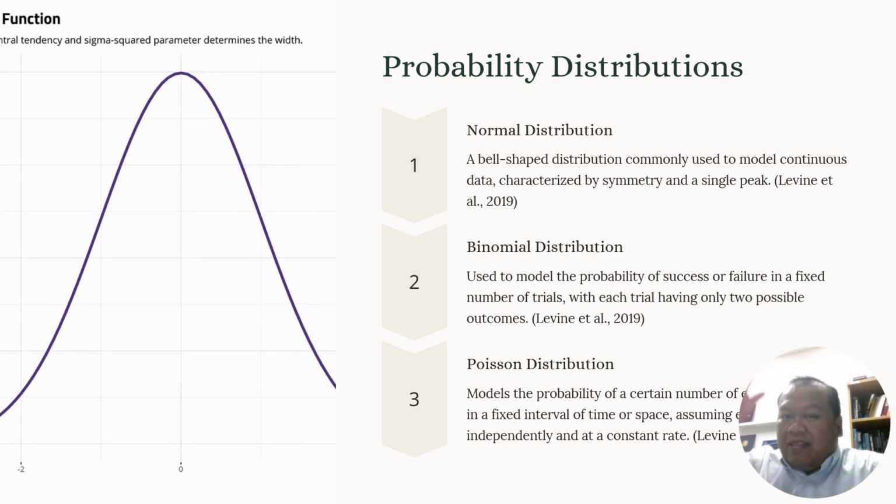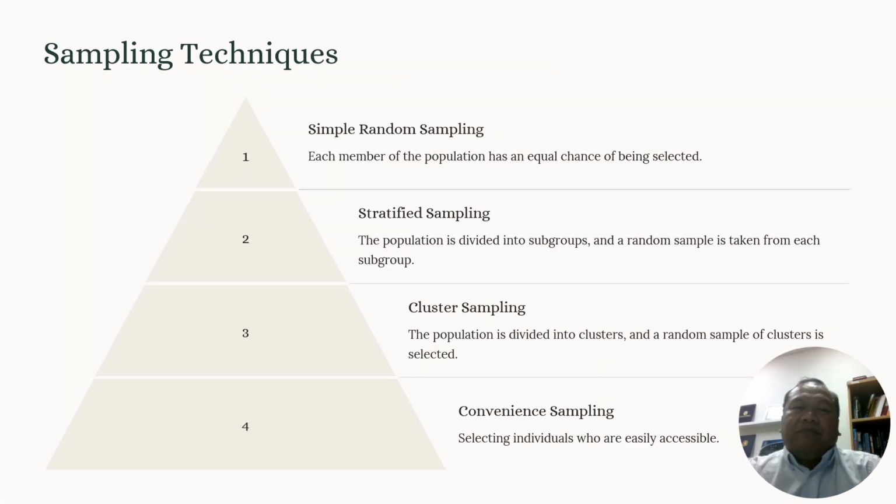That means it's balanced. Then you have the binomial distribution, used to model the probability of success or failure in a fixed number of trials, with each trial having only two possible outcomes, either failure or success. And then you have the Poisson distribution, which models the probability of a certain number of events in a fixed interval of time and space, assuming independence and a constant rate. Again, we will discuss that one.